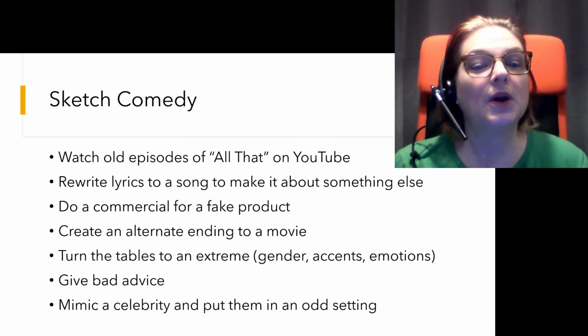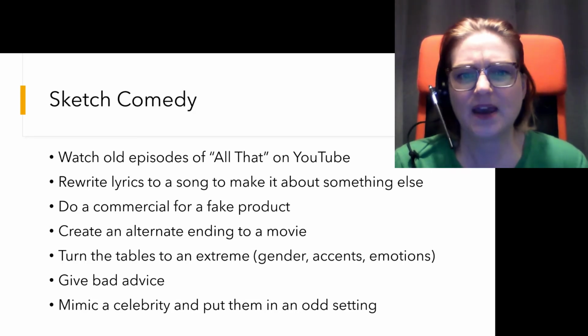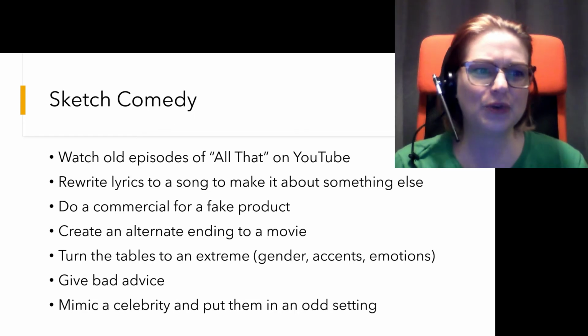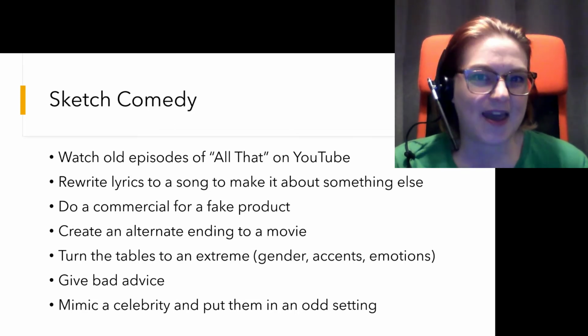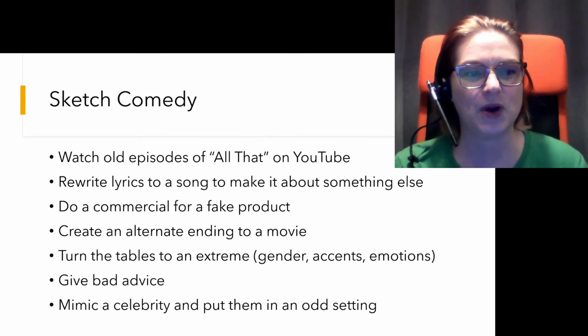You could also do a commercial for a fake product or look around your house and do it as an exercise. Pick them up and see if you can think of some other way to use that thing, a cup or a toothbrush or a pillow. Think about something that you could market that as that's different than what it's typically used for.